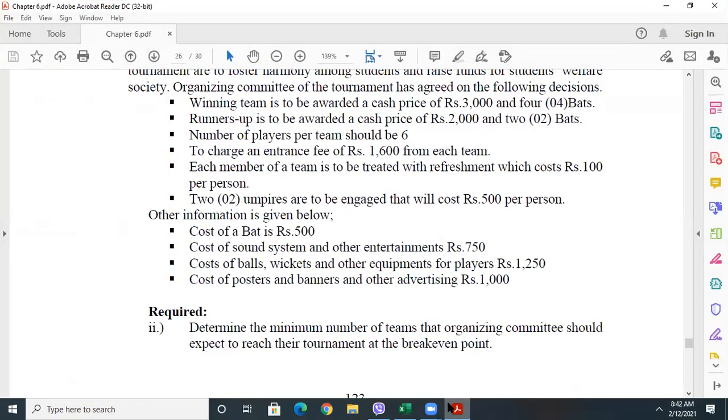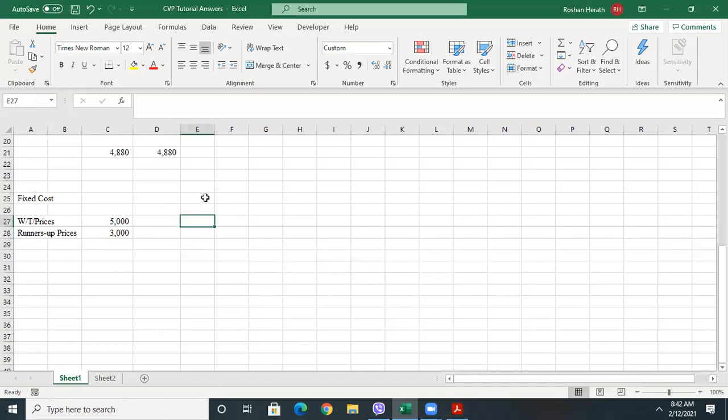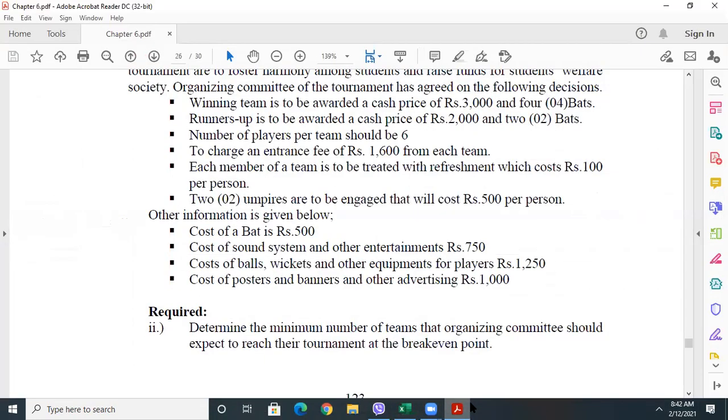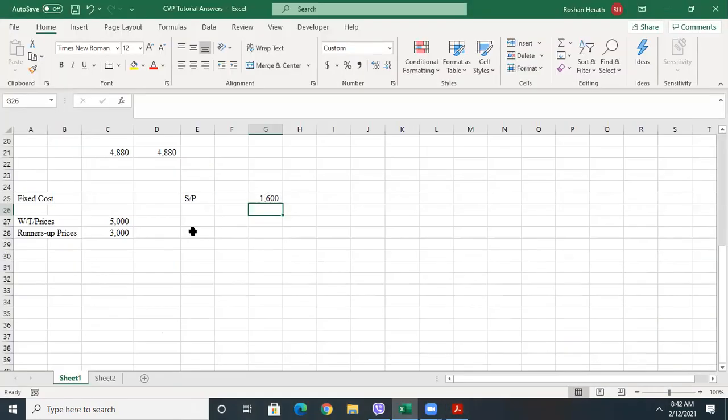And then what are the other fixed costs that you would find? The number of players per team is 6, and they charge an entrance fee of 1,600. So therefore, when it comes to sales price, if you are to apply the CVP, it's 1,600 per team. And each member of the team is to be treated with a refreshment which costs rupees 100 per person. It's a kind of variable cost, no? It varies with the number of persons. So if you consider a team, there you have 6 members. It's 100 into 6, so it's going to be 600.